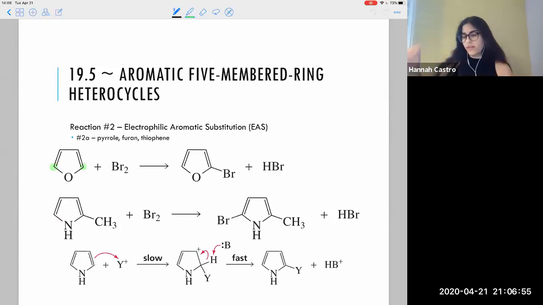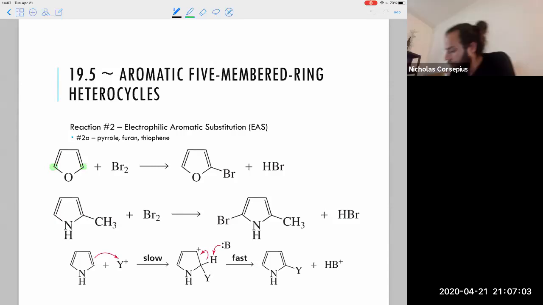So for the aromatic five ring substitutions we just saw, there was a plus sign in the first two. What's on the other side of those? What's the other product? Oh, sorry.